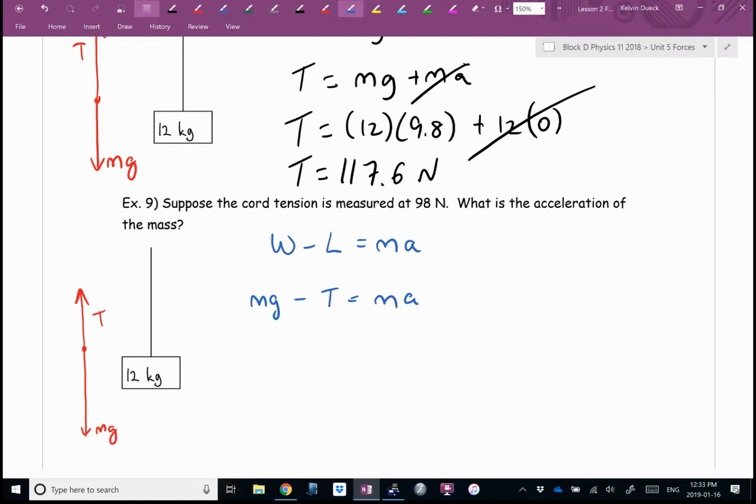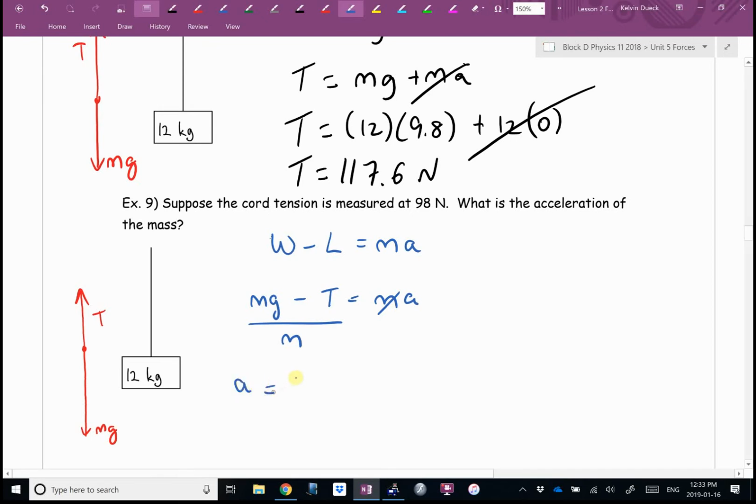Mr. Dueck being a bit lazy. How am I going to get the a by itself? Divide the whole thing by m. There's going to be a big fraction. Yes? So here we go.